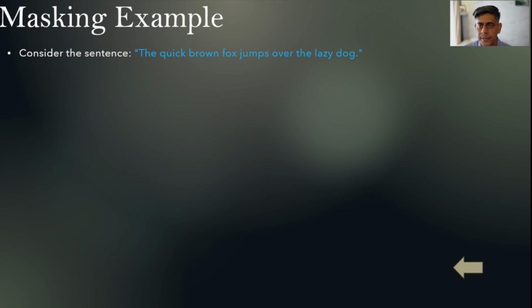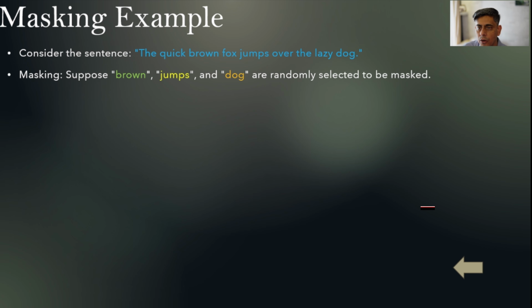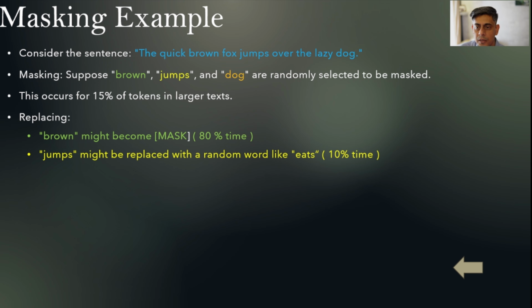Giving an example of this, suppose this is the data: the quick brown fox jumps over the lazy dog. We are saying that these are our 15% tokens: brown, jumps and dog, out of which let's say brown falls under that 80% probability. So at that time brown will be replaced by mask. Jumps, suppose considering that it is within the 10% time, will be replaced by a random token like 'it', and dog will not be changed at all. So that's what we are saying here, right?